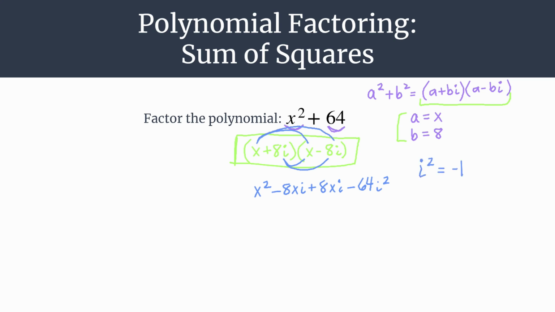Remember, i is the square root of negative 1. So for this term, we have minus 64 times negative 1, and that just changes the sign in front of the 64. That turns into a plus 64. Our outer and inner terms cancel, and so we've proved that we've factored it correctly. We do get back x squared plus 64.